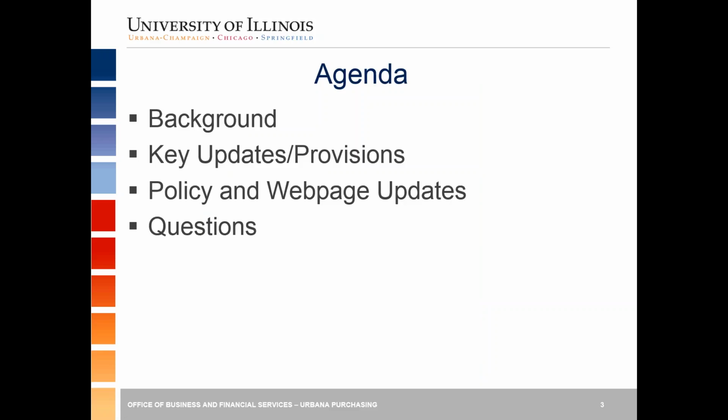We'll start today by providing some general background on the recent template updates. We'll then cover key aspects of the CFS under $10,000 template, including how to initiate, execute, and submit the template for payment. We'll touch on relevant policy and web page updates, and at the end of today's session, representatives from Purchasing and University Payables will be available to answer any questions that you may have.